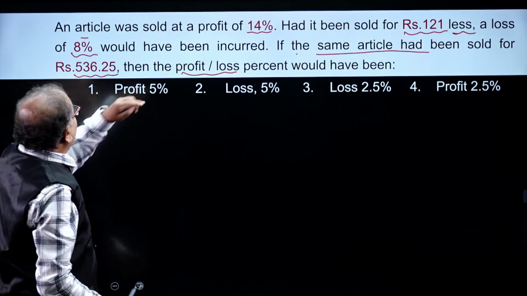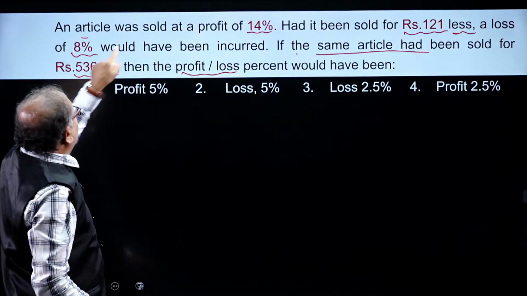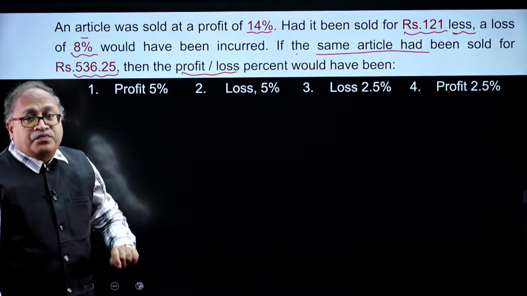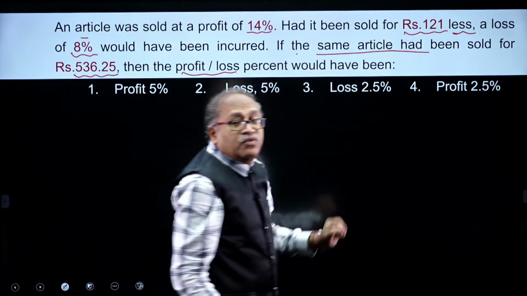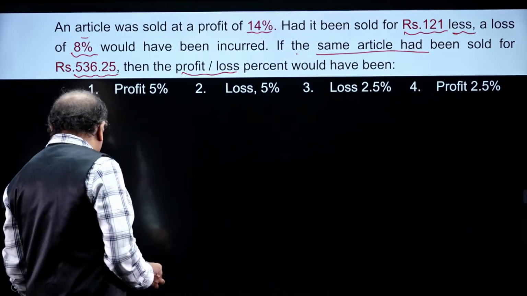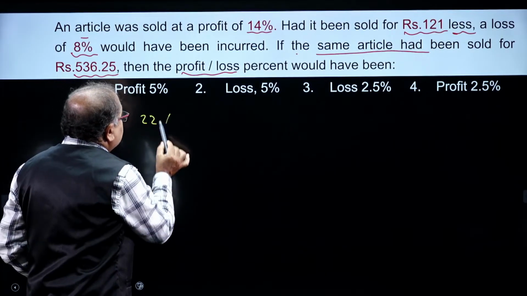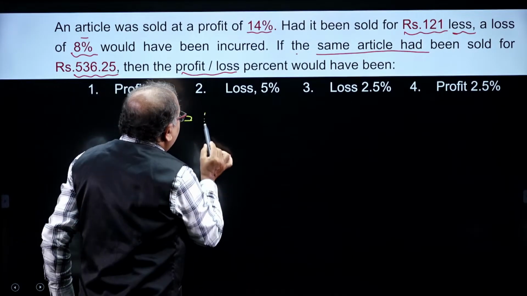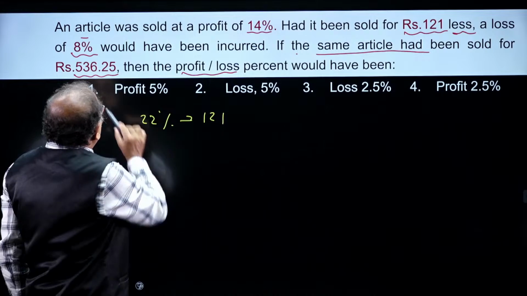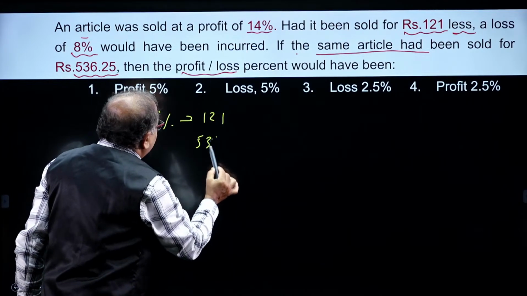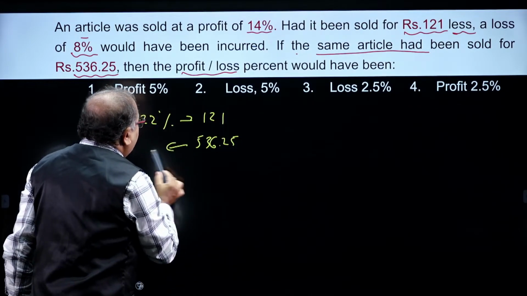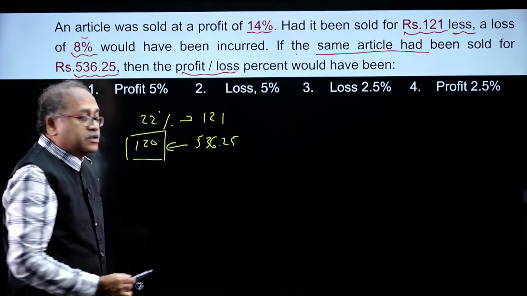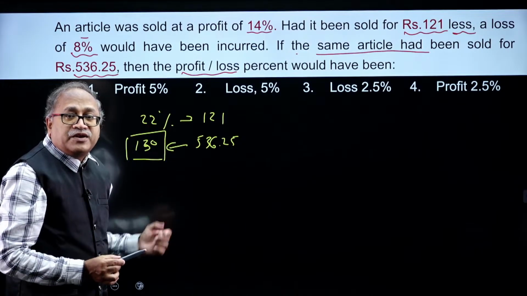Okay. So, can I directly say here 14% profit and here 8% loss, that means 14 plus 8, which is 22, and the 22% is nothing but 121. So, I have very clear information, 22%, that is 14 plus 8, is equal to 121, the difference. So, here 536.25 will be what percentage? Suppose if it is 120%, that means profit is 20%. If 130%, that means profit is 30%.